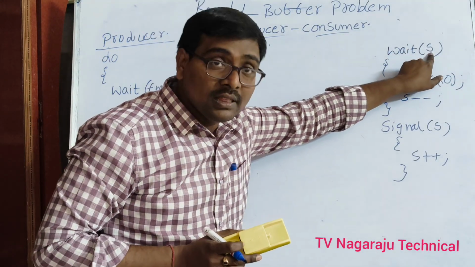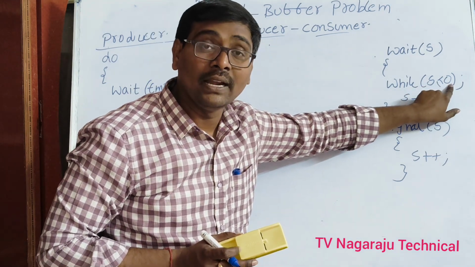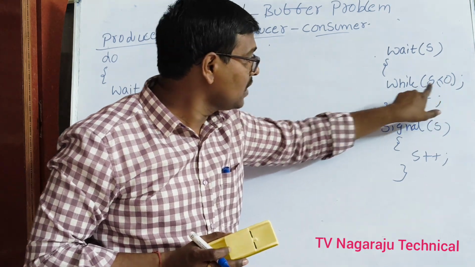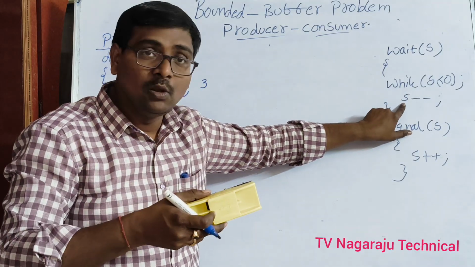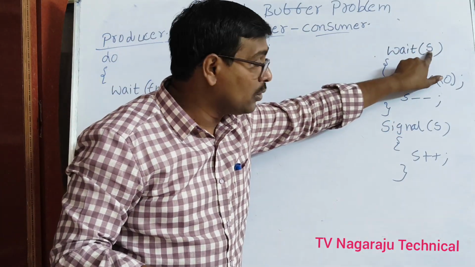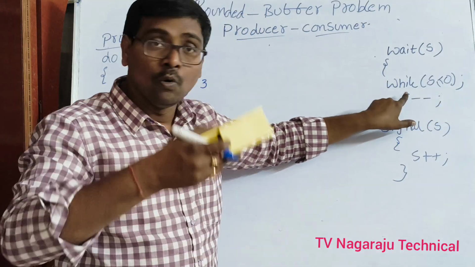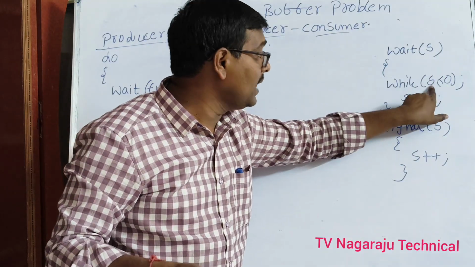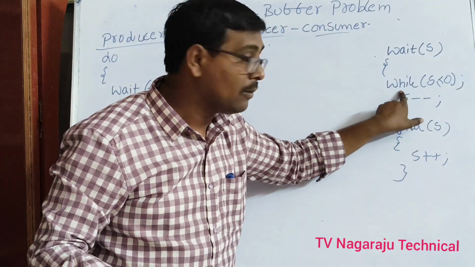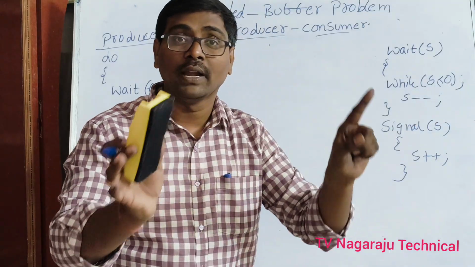See, 3 less than or equal to 0? Condition false. If the condition is false, we do the operation. After that, the S value is equal to 2. Now, 2 less than or equal to 0? Again the condition is false. I do the operation. Now, the S value is equal to 1. 1 less than or equal to 0? Do the operation. Now 0. 0 less than or equal to 0? Condition true.